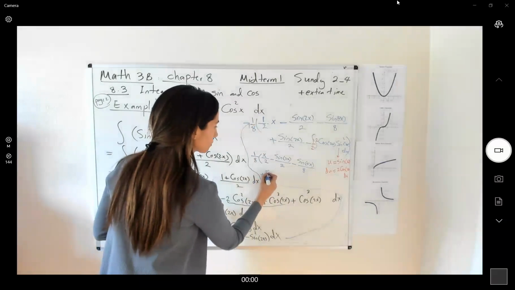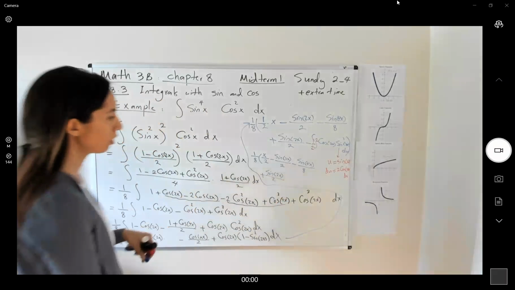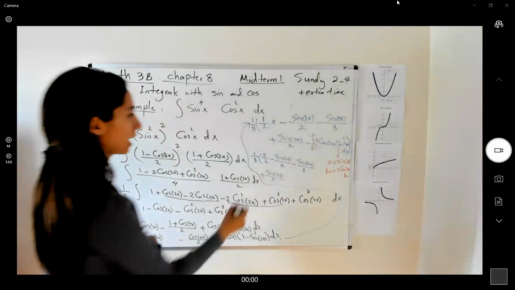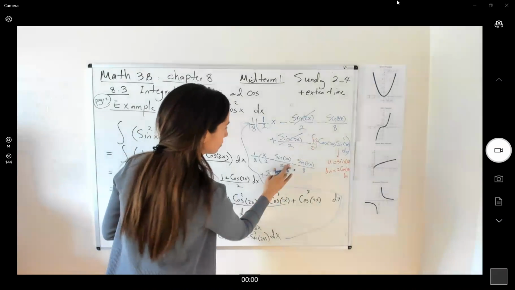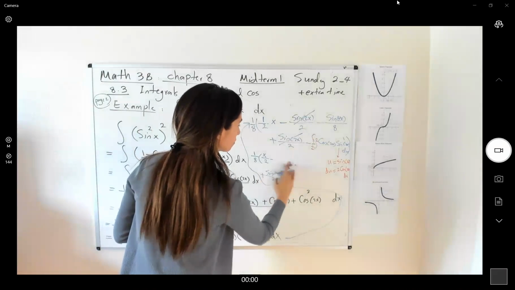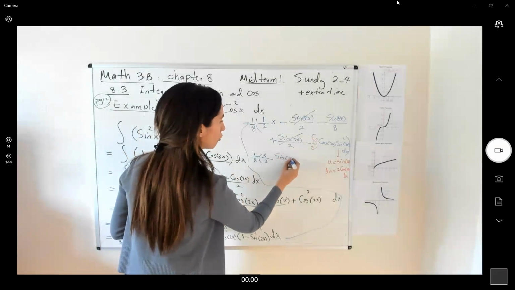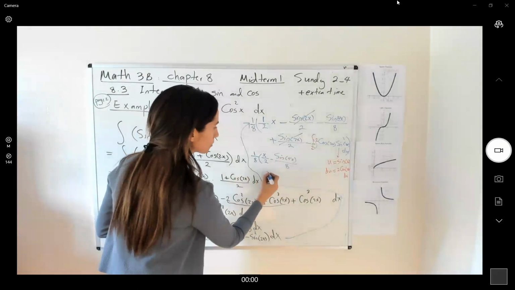plus sine 2x divided by 2. Okay, very well. Here, these two are opposite of each other, so you can actually cancel out these two. Makes it easier for us. Minus sine 4x divided by 8 minus.